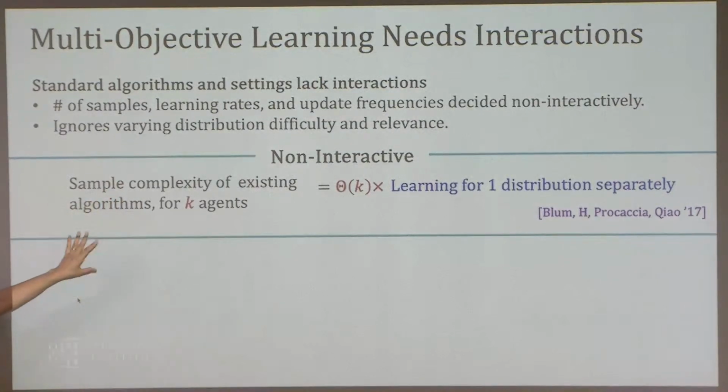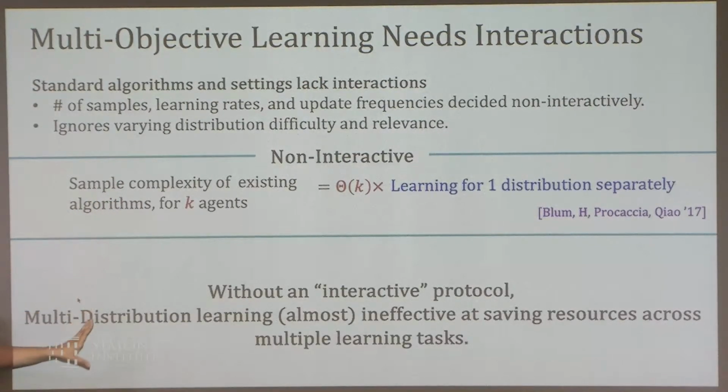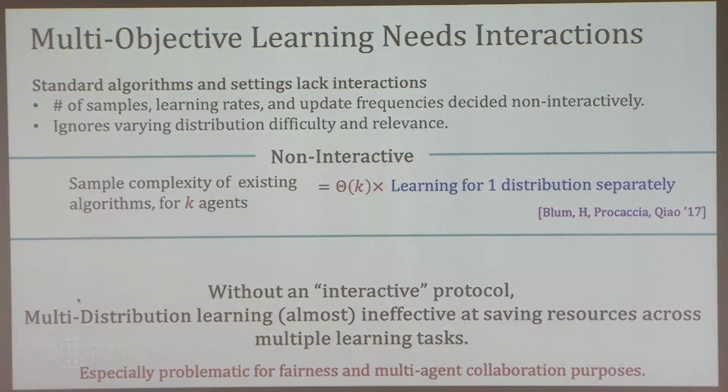My takeaway from saying something like this is that without an interactive protocol, multi-distribution learning is almost as ineffective at saving resources as just learning multiple distributions or tasks separately, okay? This is particularly problematic if you are thinking about collaborative settings, when the point of collaboration was to actually save resources. Yes?